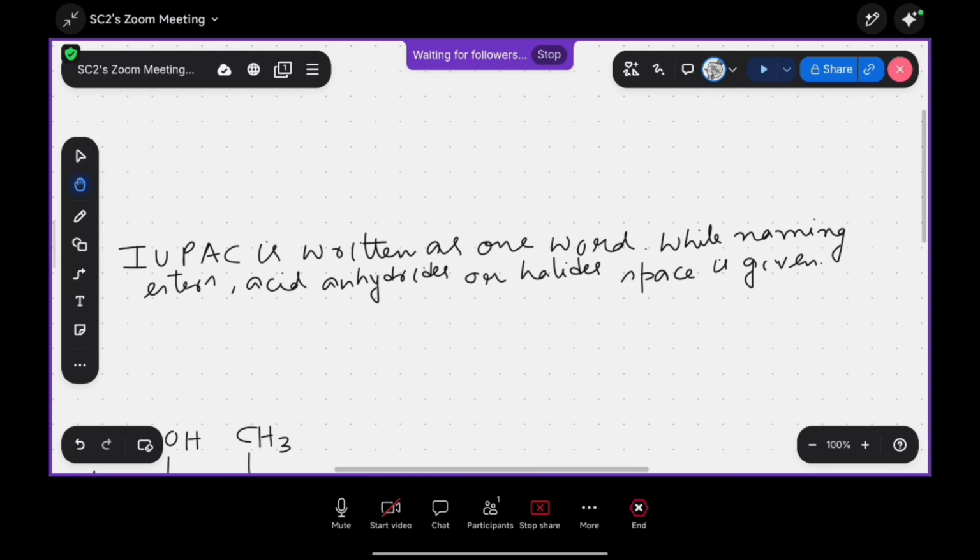Okay. Now let's discuss some more examples. See, this is just a precaution. When you write an IUPAC name, the full IUPAC name is one word. There is no space in between. But whenever you name esters, or whenever you name acid anhydrides and halides, a space is given. Otherwise, the whole thing seems to be one word. Let's practice a few more examples. You will understand through that. Suppose, let's start with this example.